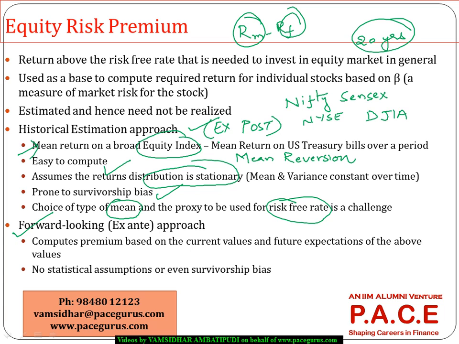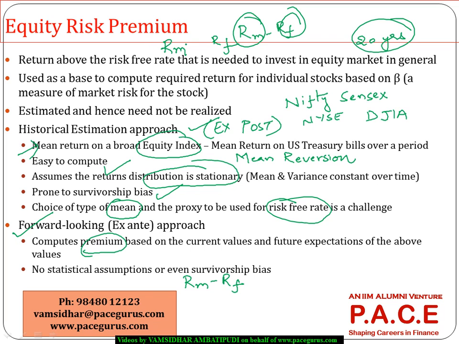So when we are using the ex ante or forward-looking approach, all I am trying to do is find out the premium RM minus RF based on the current values and future expectations of all these values. They are not based on the past. In future, what is going to be the RM? In future, what is going to be the RF?